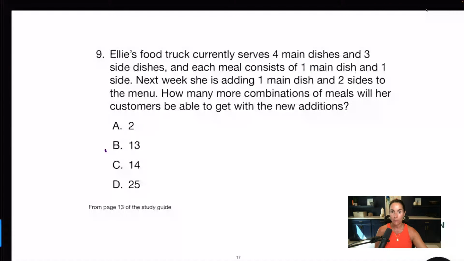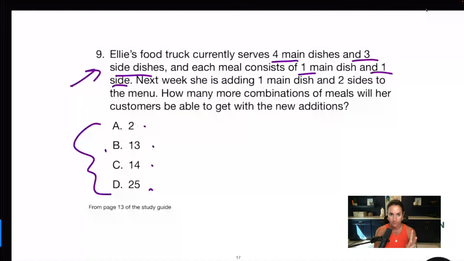This one is more about probability and combination. So if I have a look at these answer choices here, I can see that I'm just looking for straight up numbers. Let's have a look at number 9. Ellie's food truck currently serves 4 main dishes and 3 side dishes, and each meal consists of 1 main dish and 1 side dish. Okay, you get 1 main and 1 side.